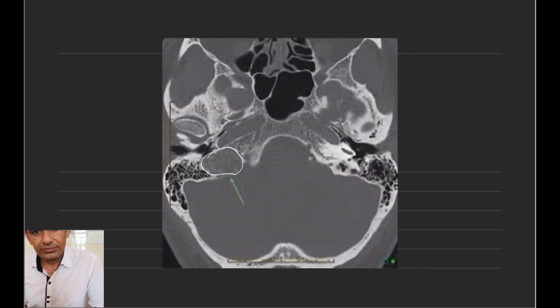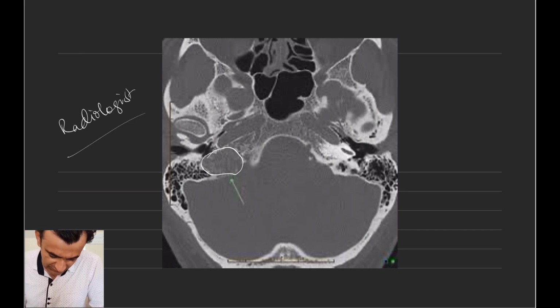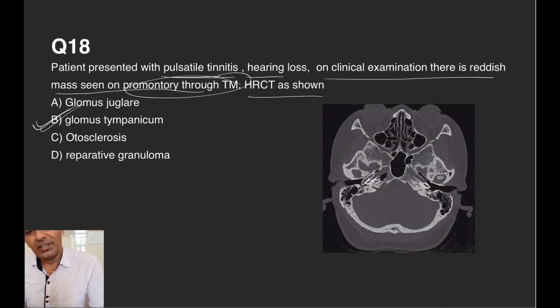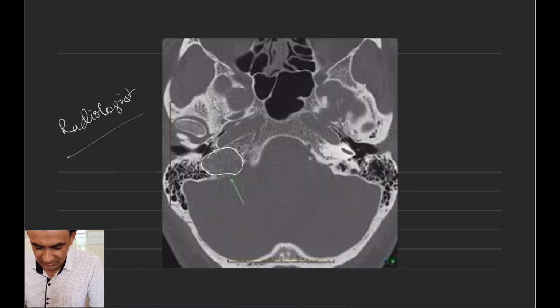This is a very tough question as per radiology. You will learn when you do your radiology residency, you will find it. अभी समझ में नहीं आ रहा है, कोई बात नहीं, let's leave it.